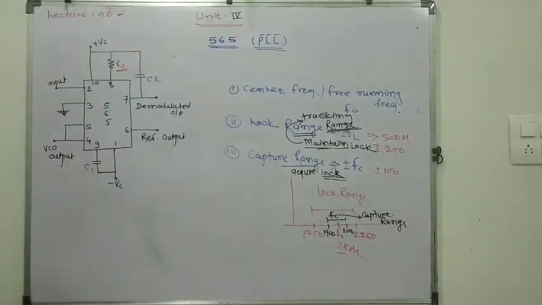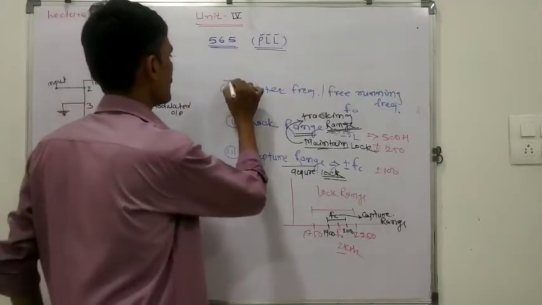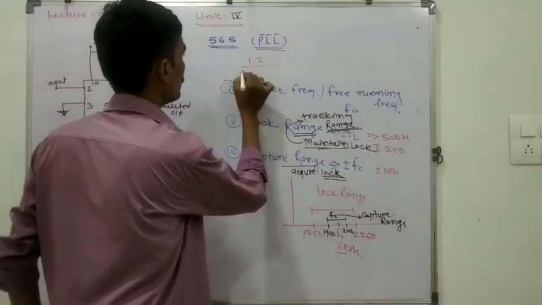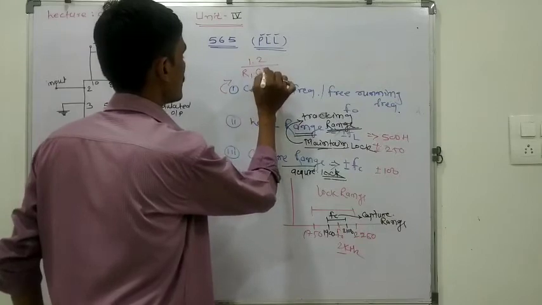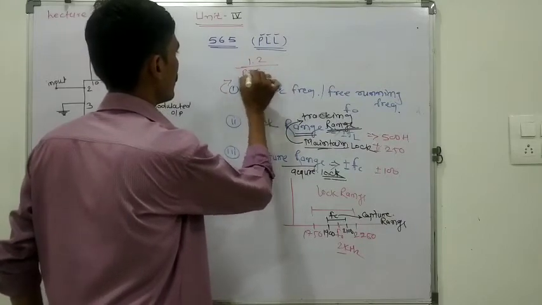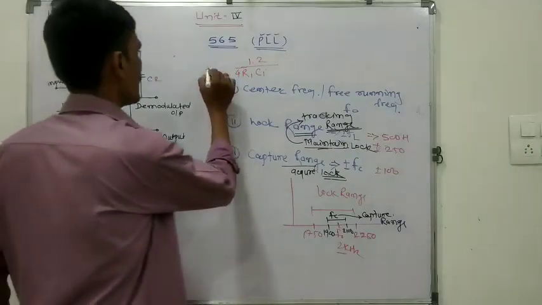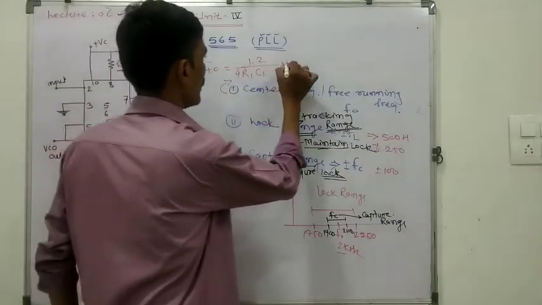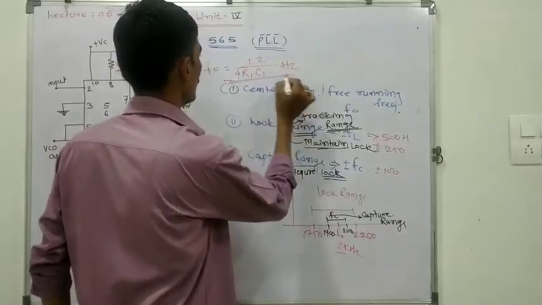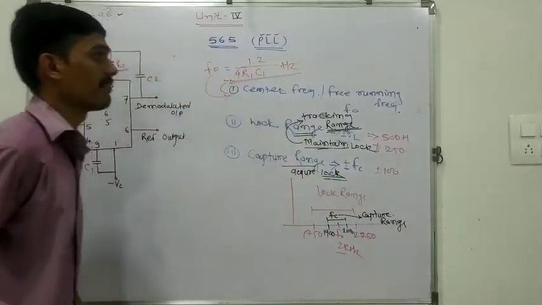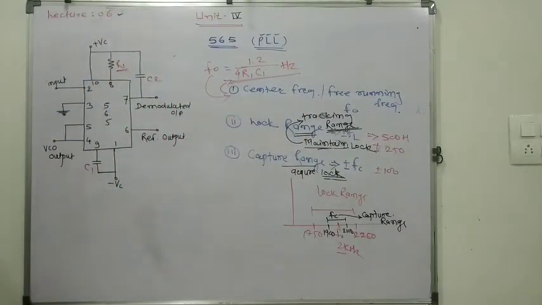So we need to write down the formula for center frequency, that is F0. F0 is equal to 1.2 divided by 4R1C1 hertz. That is F0, in hertz. So this is the center frequency, or the free running frequency.